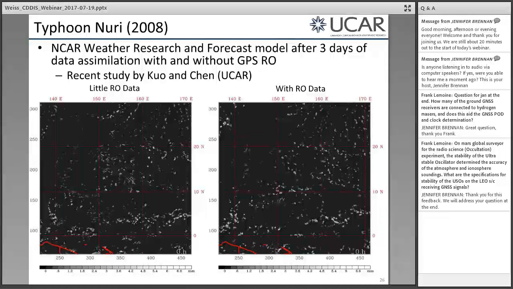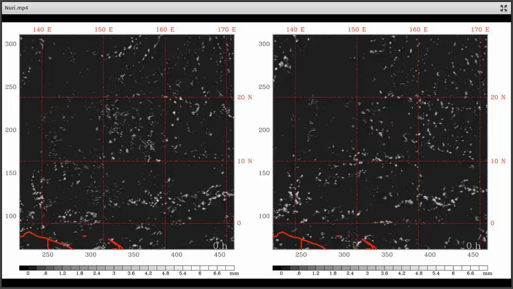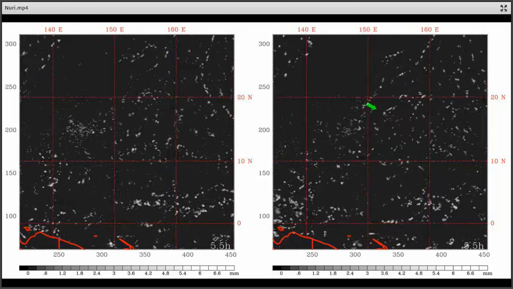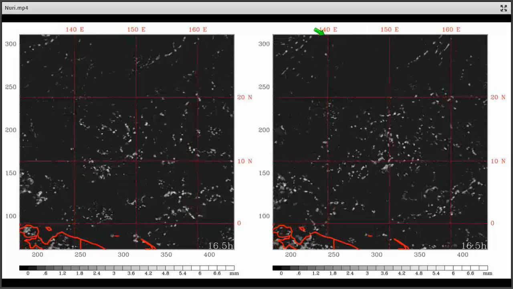Some colleagues of mine, Bill Kuo and Shiyue Chen, in the last few years have been looking at ways to use more RO data in regions where a hurricane or a typhoon might be developing, and to see if they can improve the forecast of that particular event. This movie that we're going to show is a global numerical weather model prediction from 3 days out. On the left side, we're going to see a standard setup. See if my pointer works here. Yep. And on the right, we're going to use more radio occultation data.